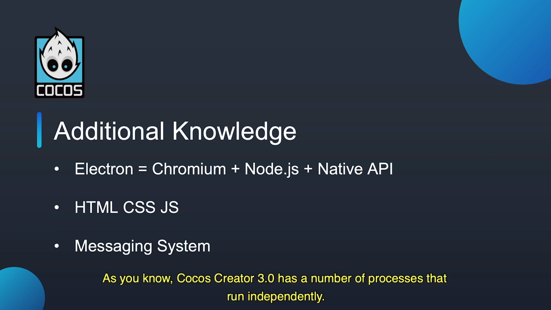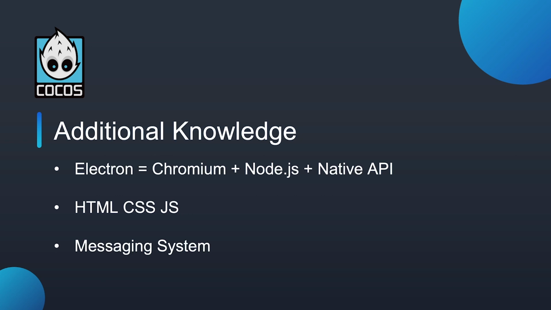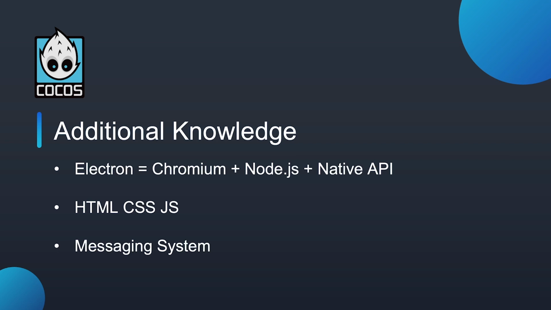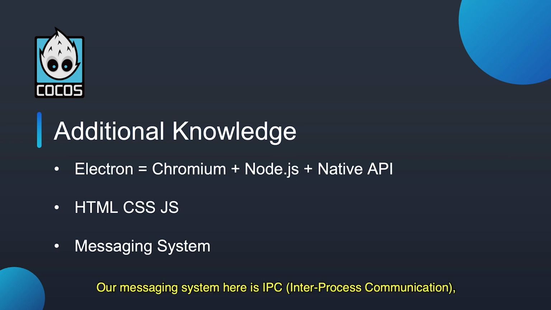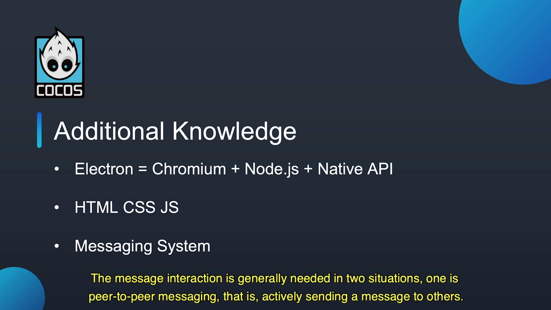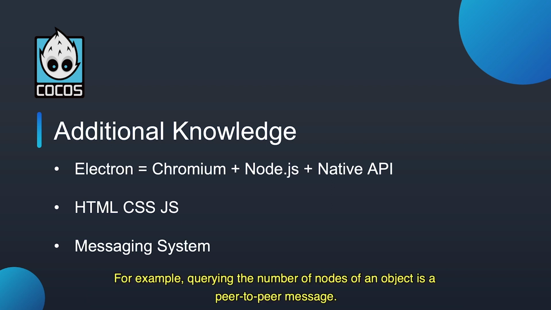As you know, Cocos Creator 3.0 has a number of processes that run independently. These processes need to interact with each other using messages. Our messaging system here is inter-process communication, and we have extended and encapsulated it. The message interaction is generally needed in two situations. One is peer-to-peer messaging, that is, actively sending a message to others. For example, querying the number of nodes of an object is a peer-to-peer message.